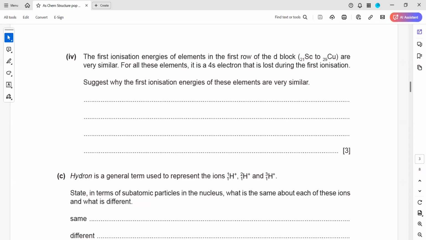So when we move across the period, the nuclear charge is increasing. When you move from scandium till copper, they are in the same period, the same row, the first row. So when they are in the same row, they will have the same number of shells. When they have the same number of shells, they will have the same shielding effect. But when we move, the proton number is increasing. So as the proton number increases, the nuclear charge will increase. So how will you write the answer?